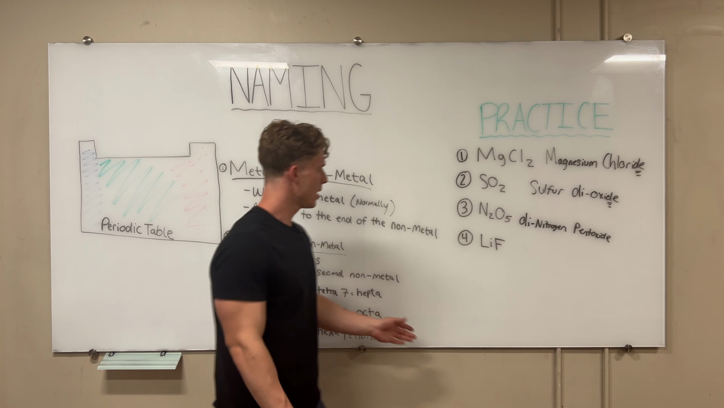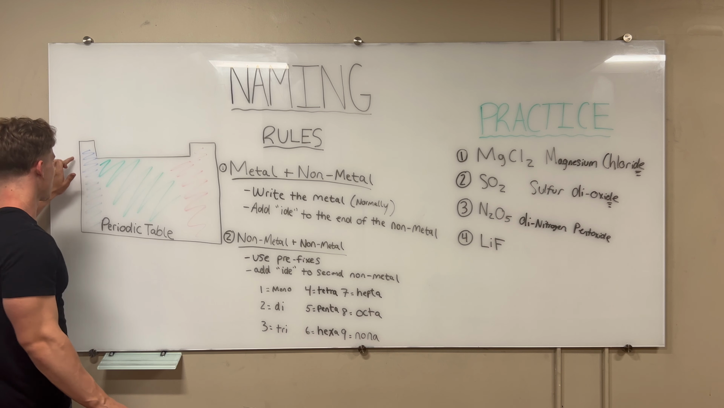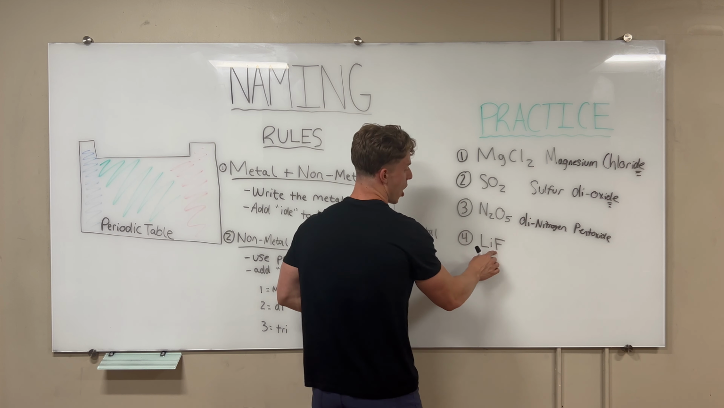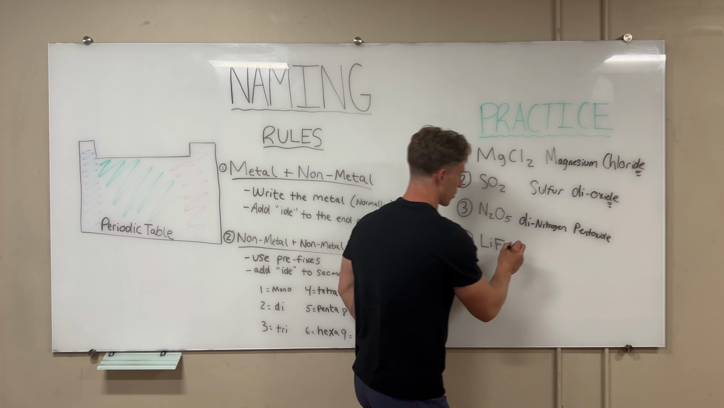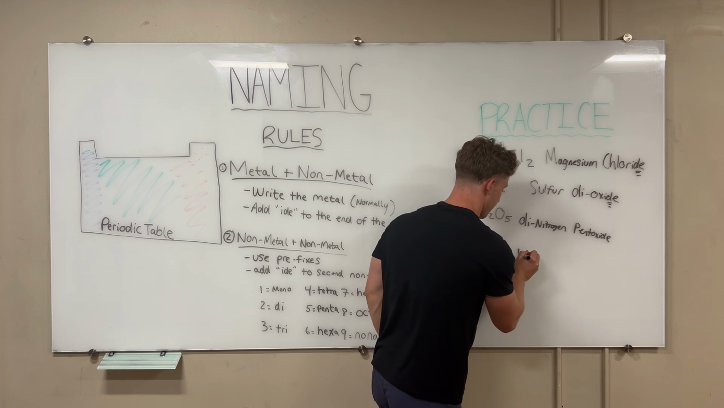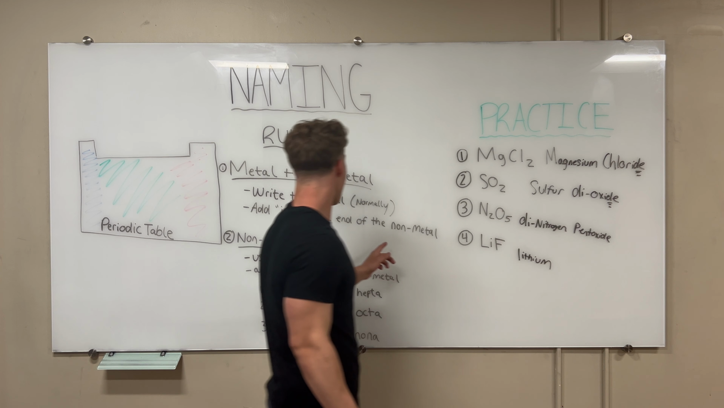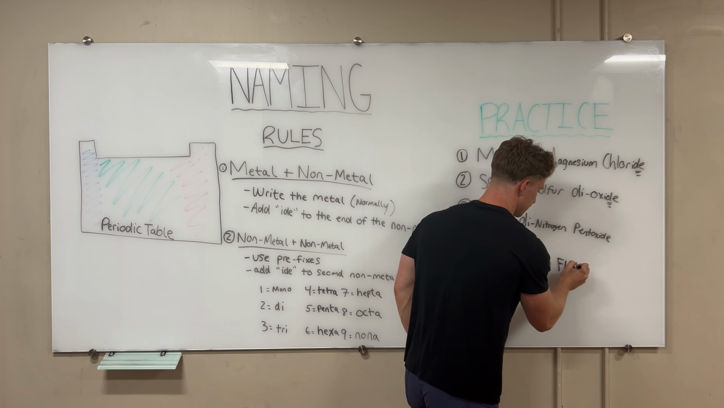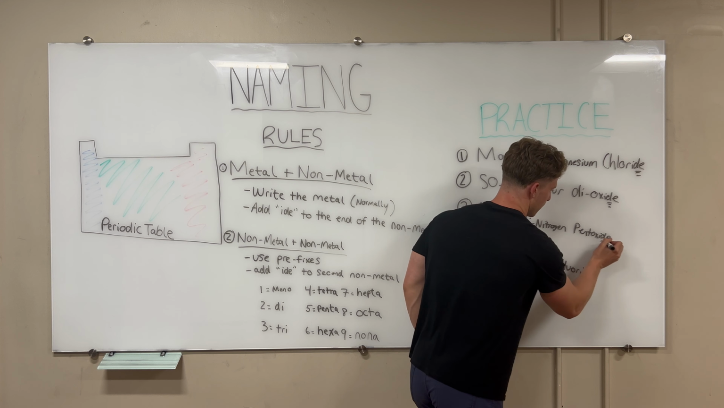Okay, our fourth example is Li and F. Li is lithium. Lithium is number 3 on the table. It's over here in the metals section, right? So we're going to be dealing with a metal and a non-metal because fluorine is over here on the table. It's a non-metal. So we're going to follow the rules of keeping the metal the exact same. This is lithium, right? And we're going to add "ide" to the end of the non-metal. So this is lithium fluoride. Okay, make sure to add "ide."